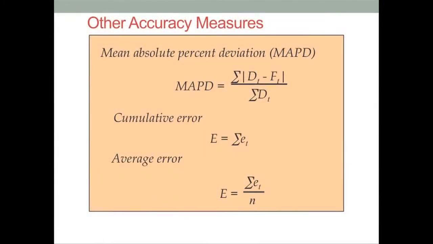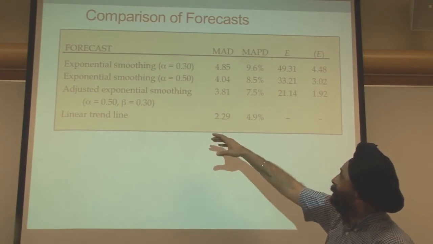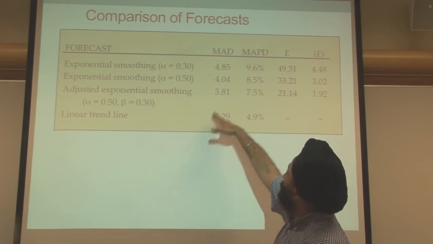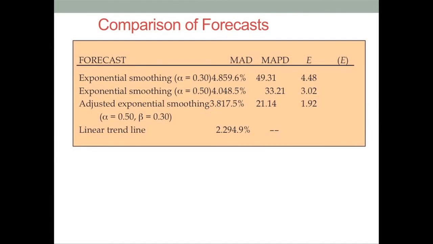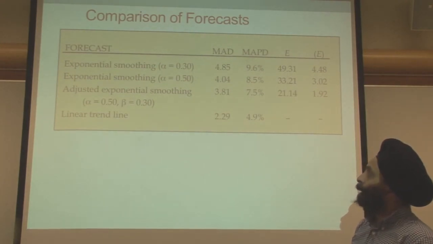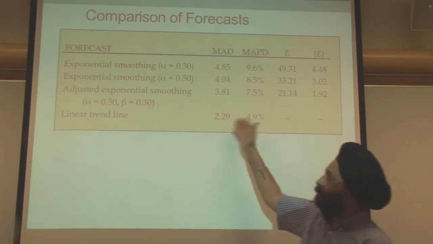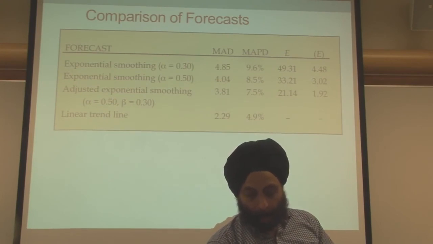So you have the mean absolute percentage deviation, the formulas, and let's see how that plays out. You can see in terms of the numbers provided to you in this case that exponential smoothing of 0.3 gives you MAD of 4.85, but MAPD of 9.6% when you take it as a percentage of actual error that we calculate. A linear trend line we also calculated in this case. So one can compare these data points.